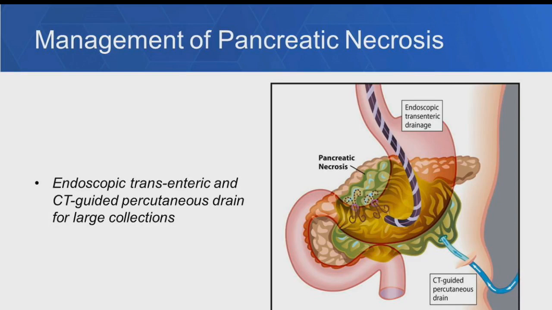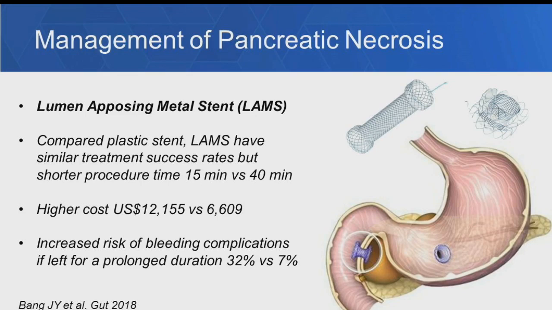And with the management of pancreatic necrosis, we can go through the endoscopy-based transgastric or transduodenal approach or through CT-guided percutaneous drainages. And as Dr. Tankar was mentioning, more recently lumen-opposing metal stents are used rather than plastic stents. Compared to plastic stents, lumen-opposing metal stents have similar treatment success rate, but they have much shorter time requirement for the procedure, but they have higher cost, and there is increased risk of bleeding and other complications associated with lumen-opposing metal stents when they are placed for a prolonged duration. So these should be used judiciously.